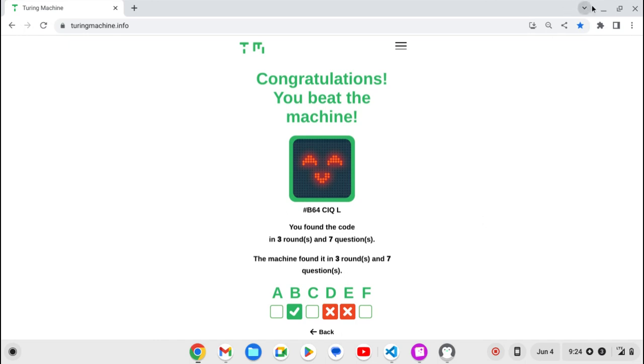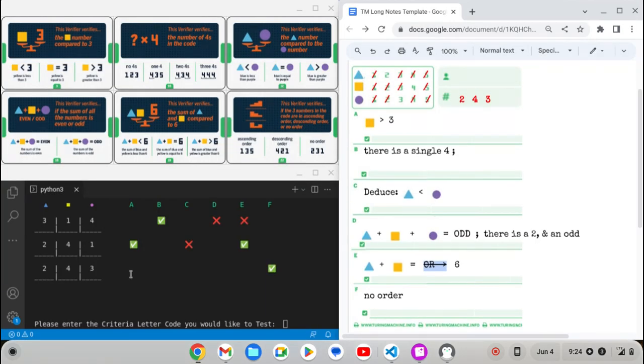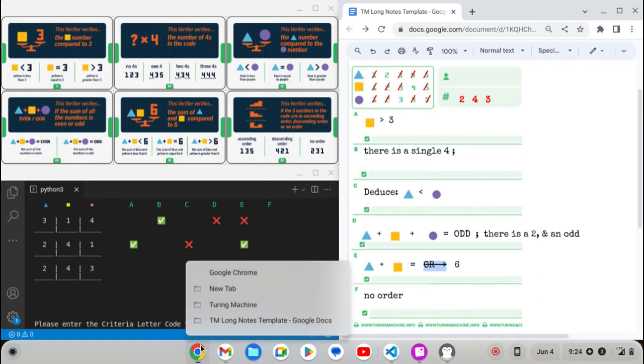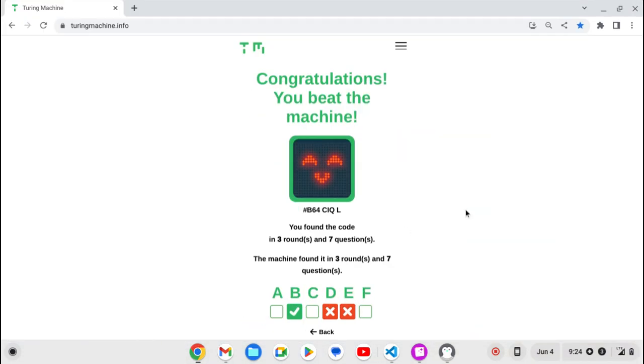I think looking back at what we had here, we had a good mix of checks and X's. We made some excellent deductions. I think we did have one sort of aha moment when we took that risk when we tested criteria card B, and so I did enjoy that part because it was a little risky, but it paid off, and I think this was a great solve.